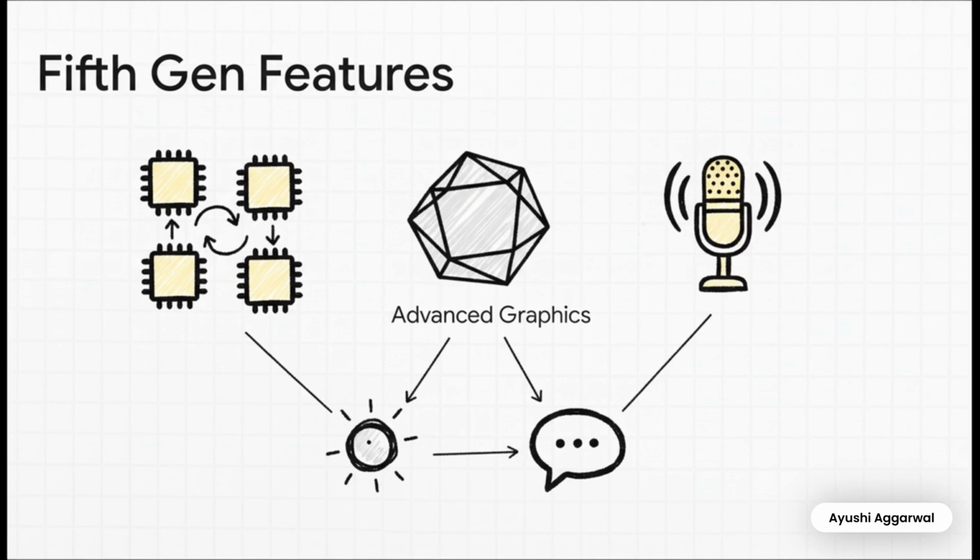We also see awesome advanced 3D graphics and something called natural user interfaces, which is just a fancy way of saying we can talk to our devices using voice commands or gestures. And you use this stuff every single day. Every time you ask Siri a question or talk to Alexa or use ChatGPT, guess what? You're interacting with a fifth-generation computer.